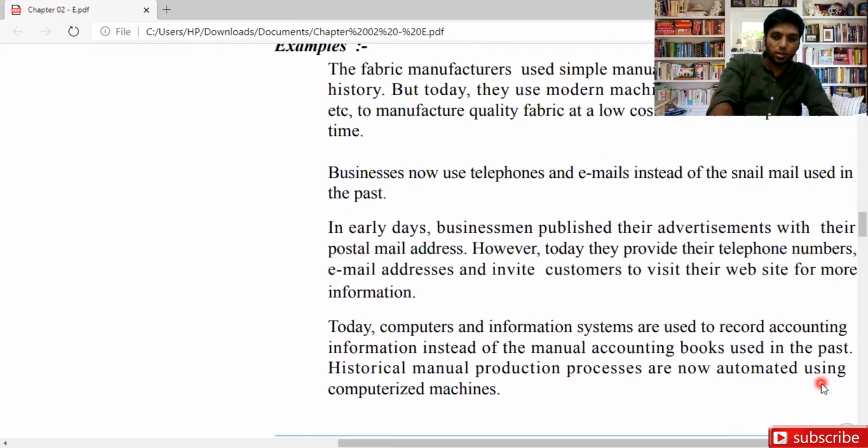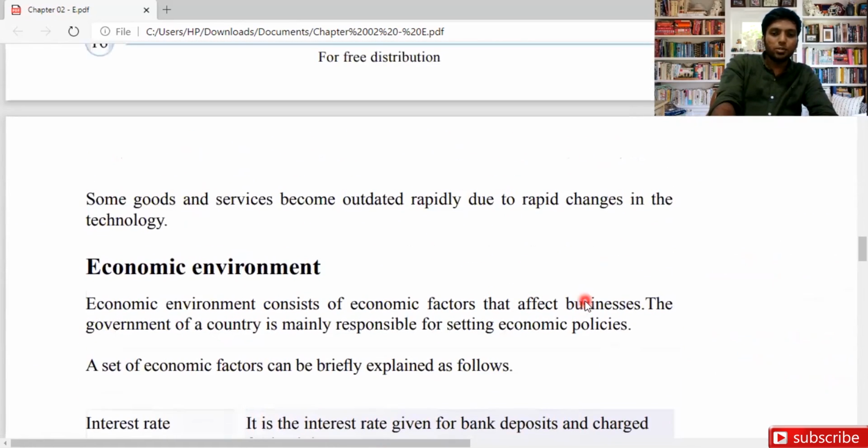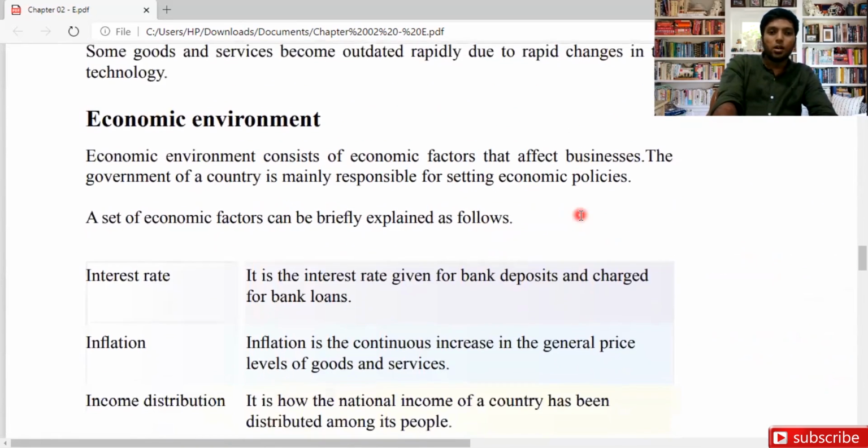So let's move on to the next environment, which is the economic environment. Some goods and services become outdated rapidly due to changes in technology. That's what we spoke about now. The economic environment is the environment where you need to consider how an economy is getting affected. An economy is very important to a business, because if the economic environment is down, then of course businesses are not going to be successful. So you need to know this economic environment very clearly to be successful. What are the policies in the economic environment? Let's see one by one.